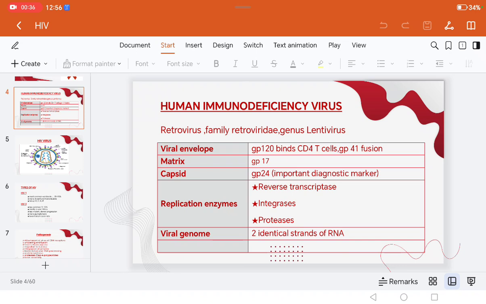It has a viral envelope, matrix, capsid, replication enzymes, and the viral genome. The envelope constitutes glycoprotein 120, which binds to CD4 T cells. Glycoprotein 41 helps in fusion. The matrix constitutes glycoprotein 17. The capsid has glycoprotein 24, which is the most important diagnostic marker. The replication enzymes include reverse transcriptase, integrase, and protease. The viral genome has two identical strands of RNA.